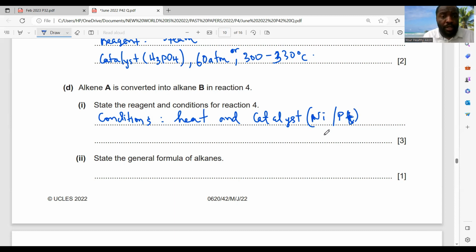The next question, state the general formula of alkenes. That's easy. CnH2n. Let me erase and make sure that I have clean work. That's the general formula for the alkenes.